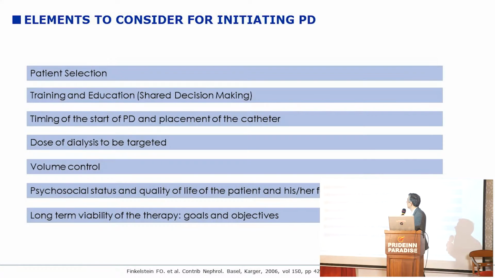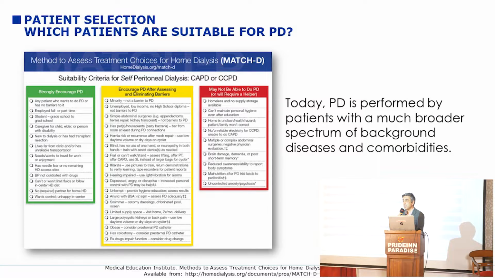So I'll be talking about patient selection, training and education, and that's about shared decision making, timing of the start of PD, placement of catheter, the dose, volume control, psychosocial status, and long-term viability. Of course, these are not the only topics to consider, but I consider these as the essential ones.